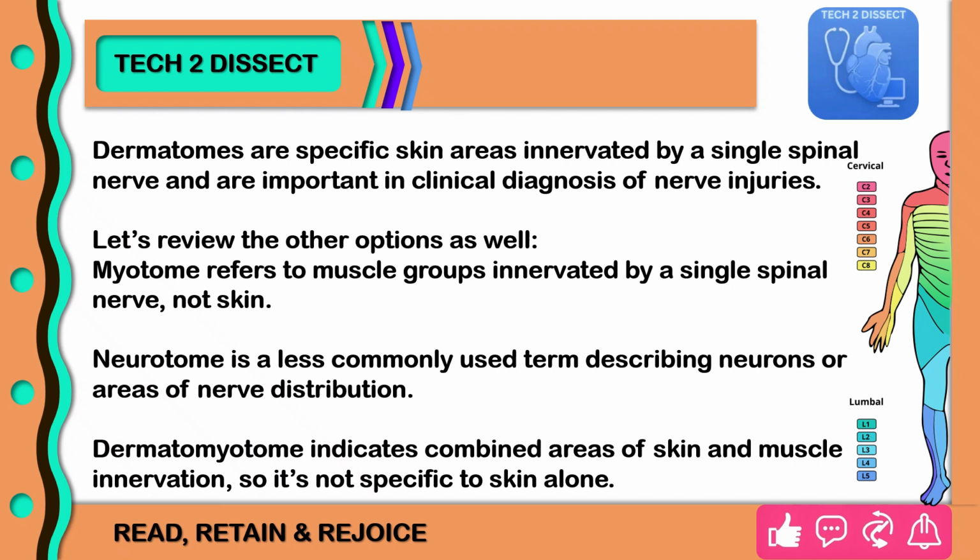injuries. Let's review the other options as well. Myotome refers to muscle groups innervated by a single spinal nerve, not skin. Neurotome is a less commonly used term describing neurons or areas of nerve distribution. Dermatomyotome indicates combined areas of skin and muscle innervation, so it's not specific to skin alone.